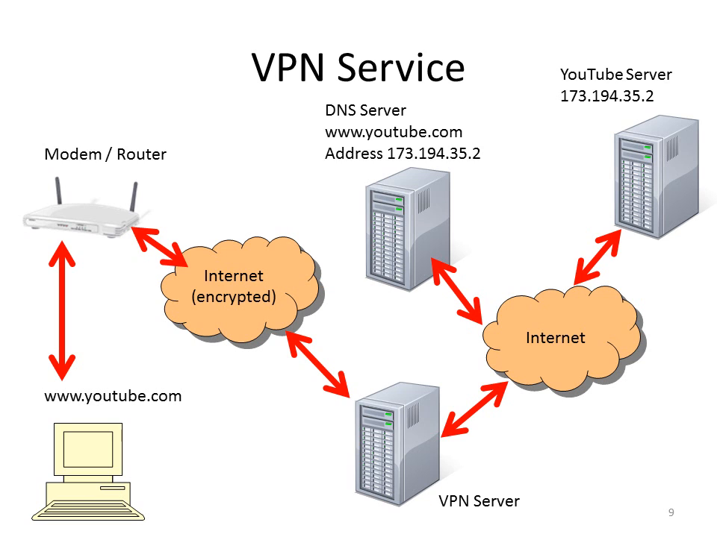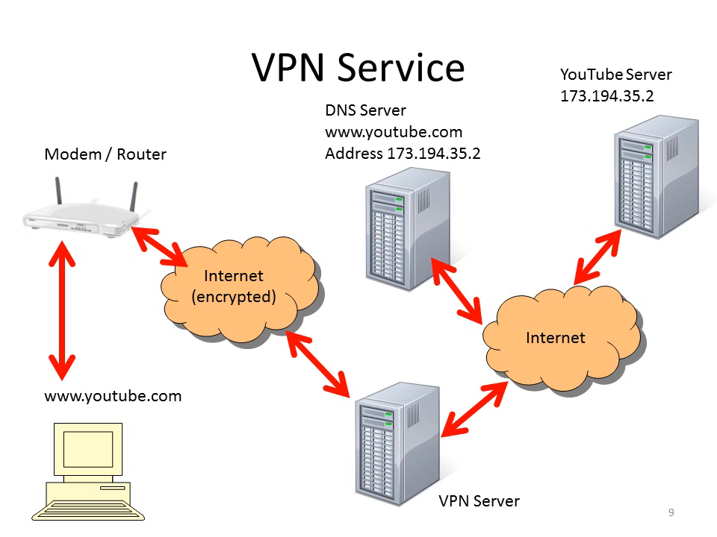Well, how does this differ from a VPN service? Well, it's very similar, to be honest. The only difference is the middle part is encrypted. So you go to youtube.com, it sends off a signal to the router. The router goes through the internet through an encrypted connection to a VPN server. The VPN server then contacts the DNS server.